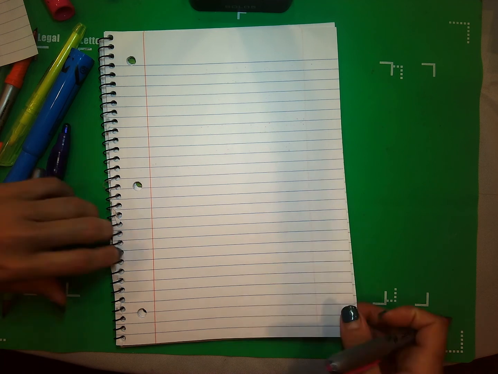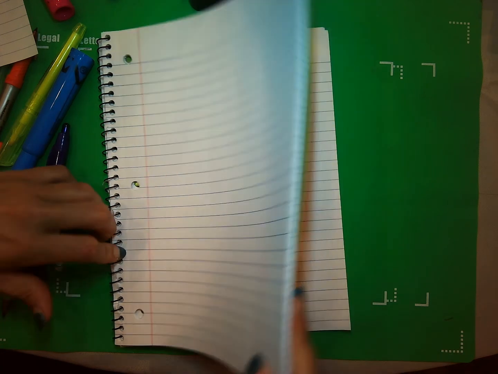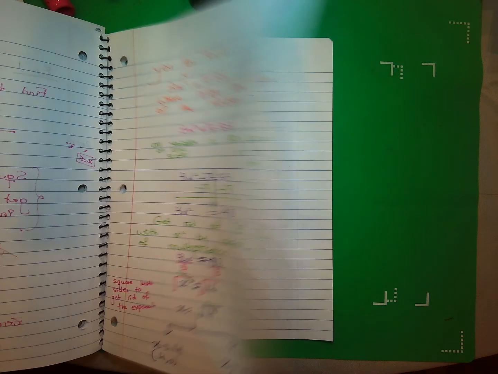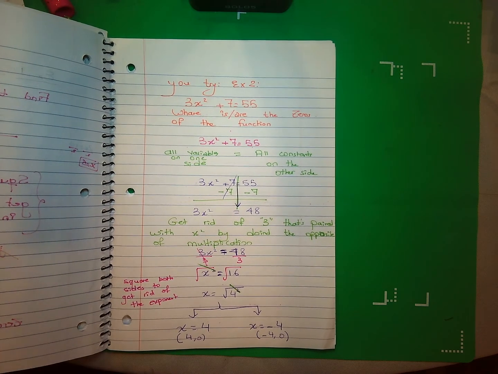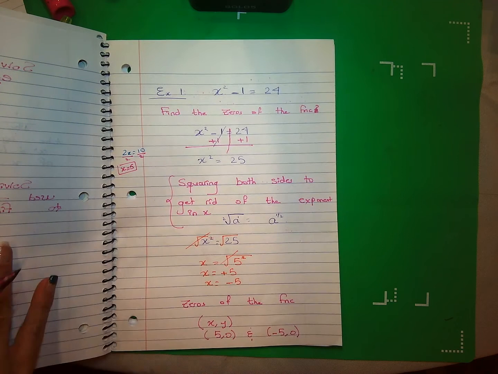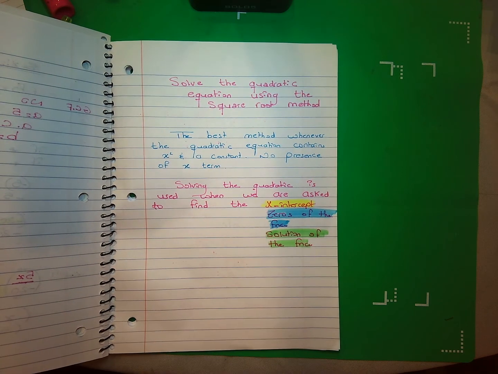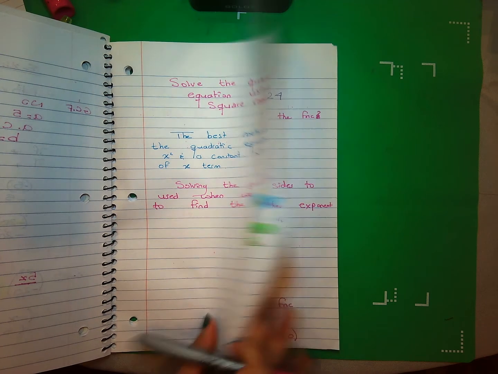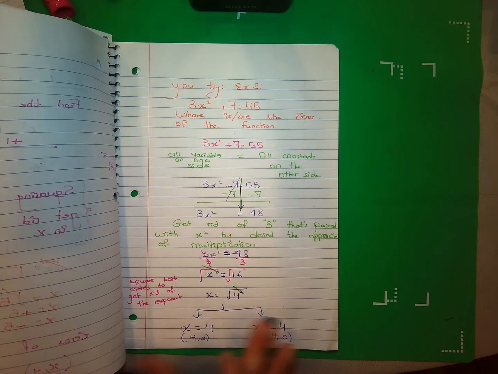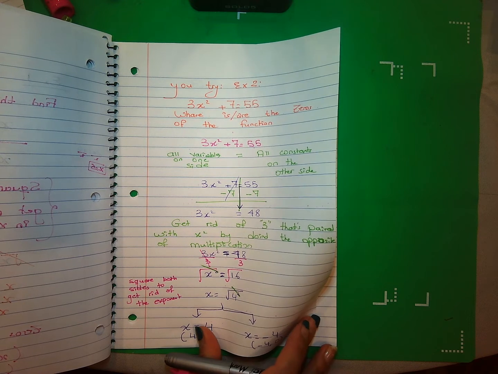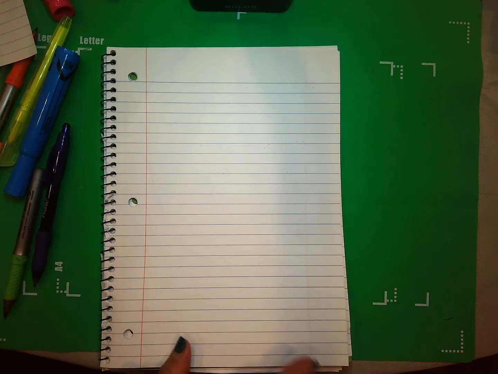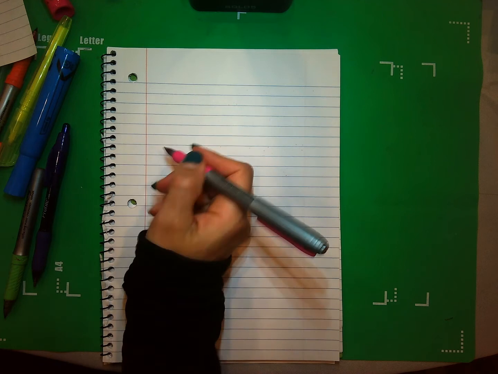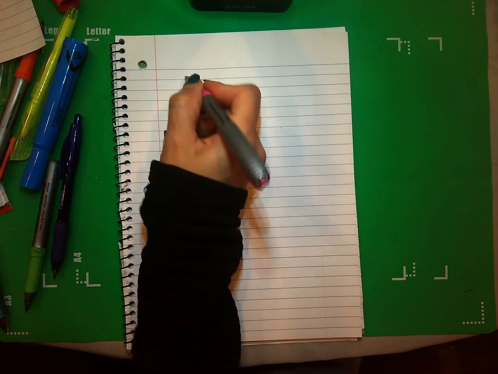All right, hi again. So today I'm just gonna continue what we were doing last time, and we were working on how to solve the quadratic equation using the square root method. I know I've done a few examples, and now I'd like to do example number 3. All right, we're gonna work on that together.